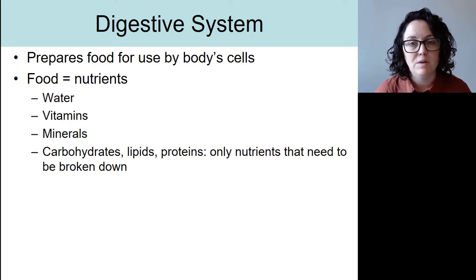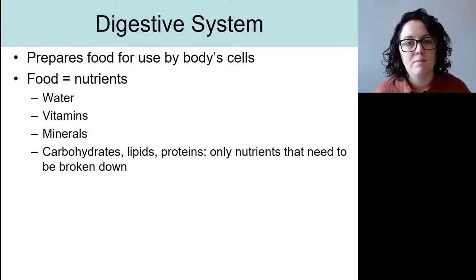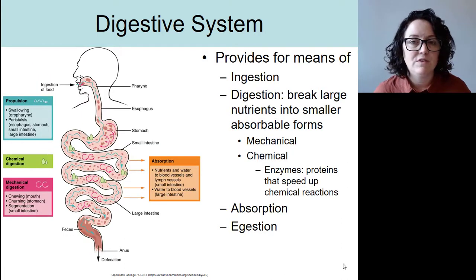Carbohydrates, proteins, and lipids are the only nutrients that actually have to be broken down into smaller pieces. And that's because water, vitamins, and minerals are already in their smallest forms when we consume them. The digestive system is going to provide a means for many different processes, including ingestion. Ingestion is just a fancy name for eating or taking in food. And digestion. Digestion is the process of breaking food particles down into smaller, more absorbable pieces.